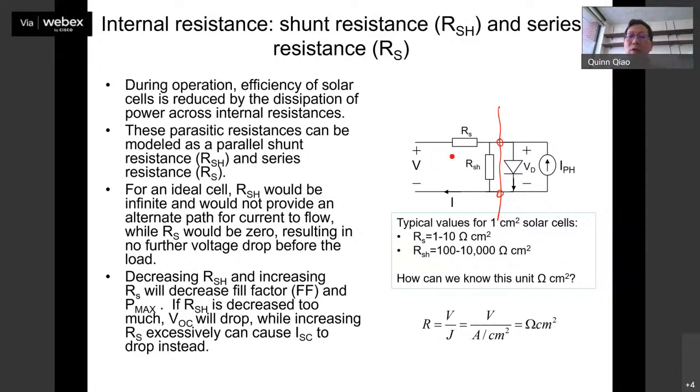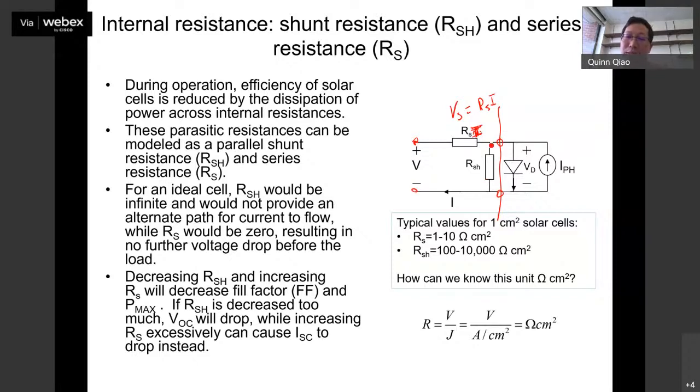For good solar cells, RS should be small, because if the resistance is big and you have current I, then Vs equals RS times I. But you want all of that V to come through. You don't want any potential drop at these positions. That's why you want RS small. The smallest is zero, which is the best. There's no loss there.